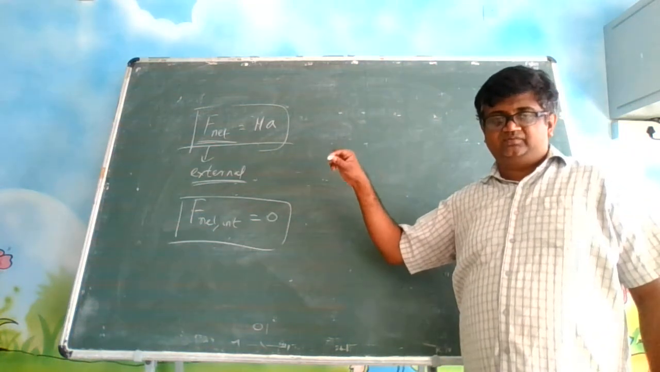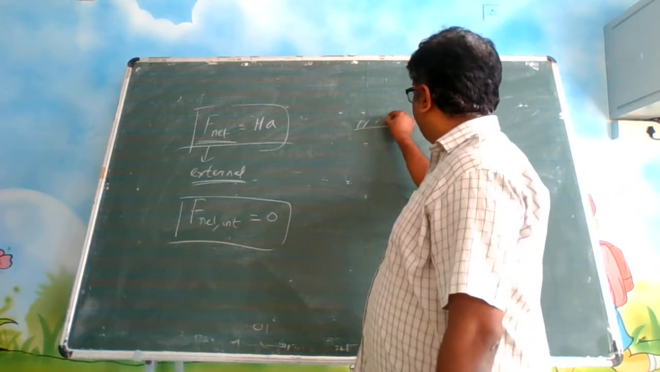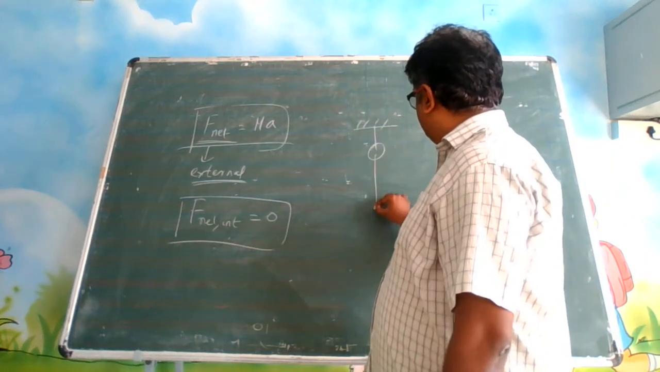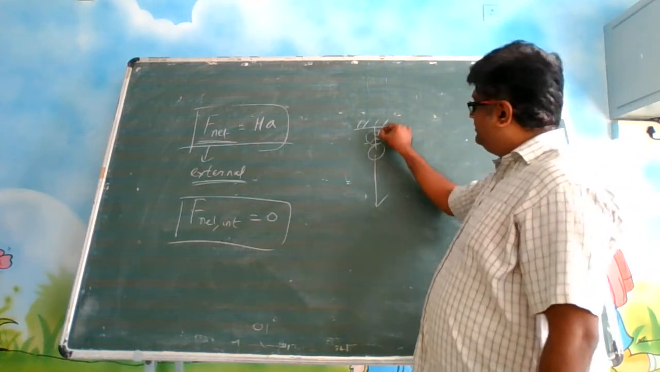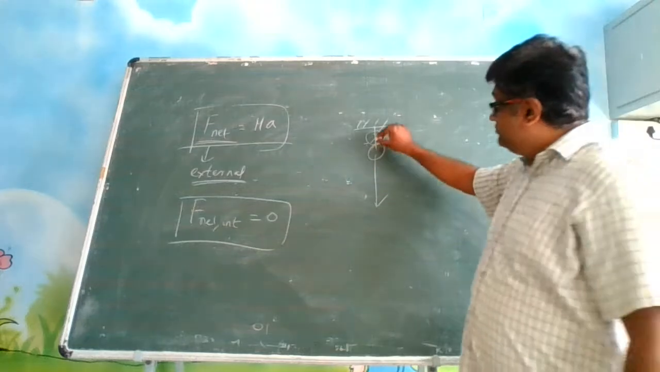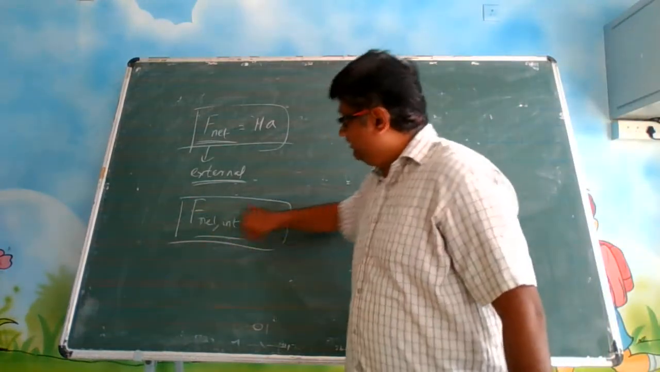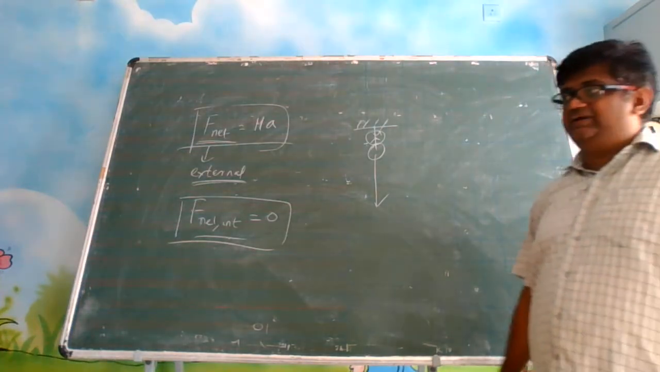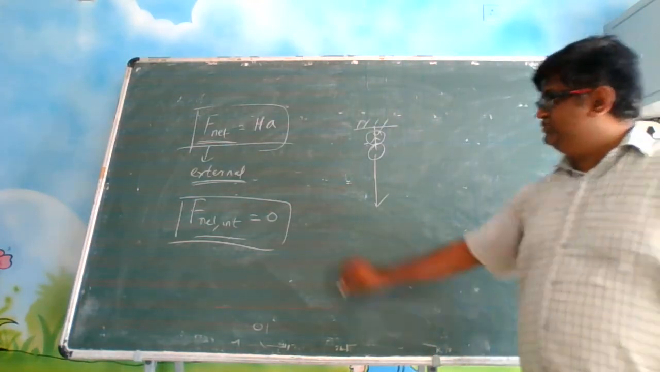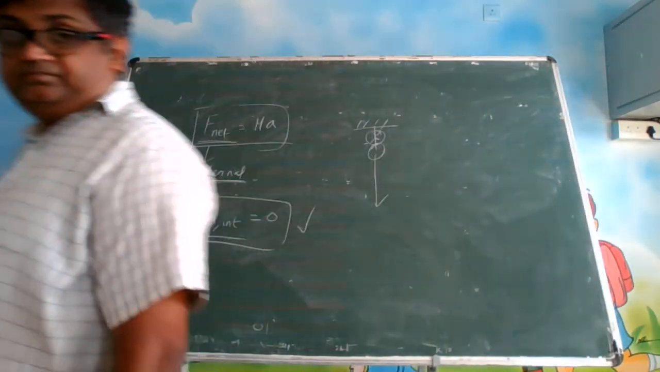Tension equal and opposite. What is happening? That F net is equal to 0. Isn't it? It goes like this. This weight is acting downward, but this tension is equal and opposite. If this tension is not equal and opposite, it will fall down. So the sum of net internal forces is equal to 0 is also a very useful concept. Okay.